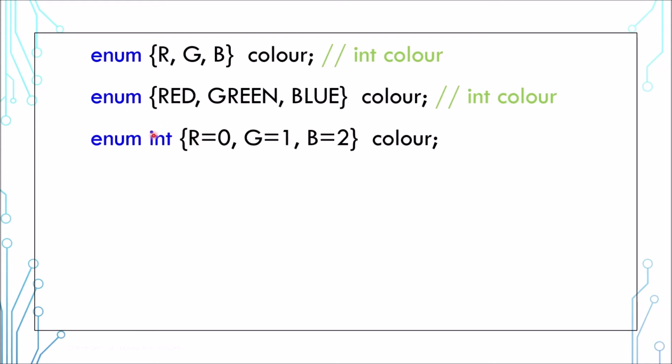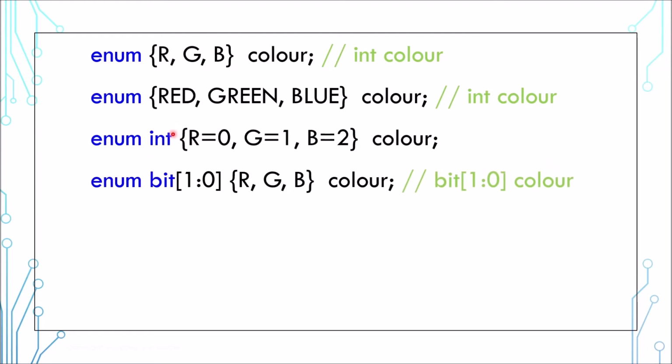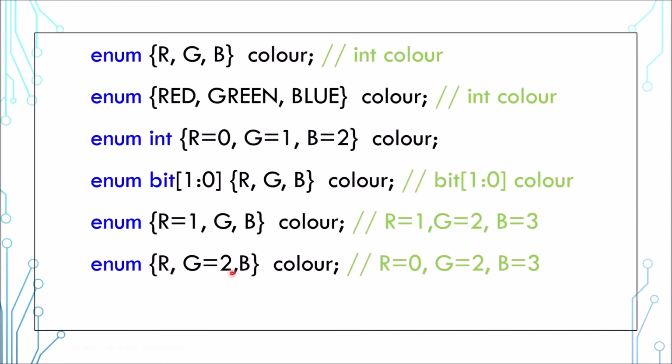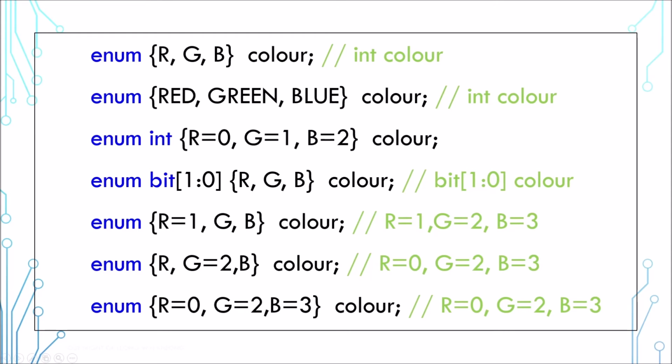If you think you don't need an int for the variable, you can replace it, for example with 2 bits here. If you want the R to be another value, you can override it, for example with 1. G, which is not overridden, will get the next value 2 and B is the next one 3. You can also override it in such a manner where R is default 0 and G is 2. While this is allowable, I would advise you either not to override them or to override them all like this.